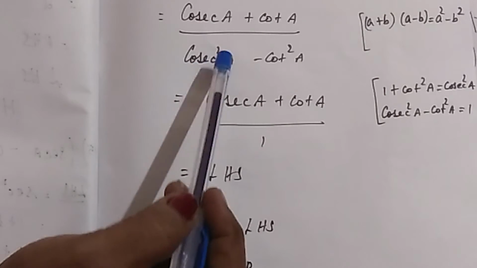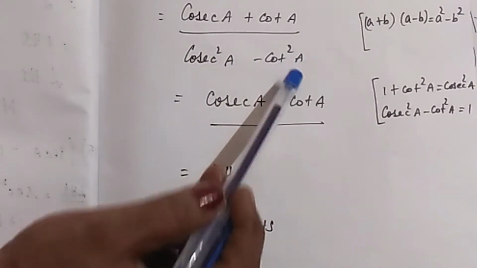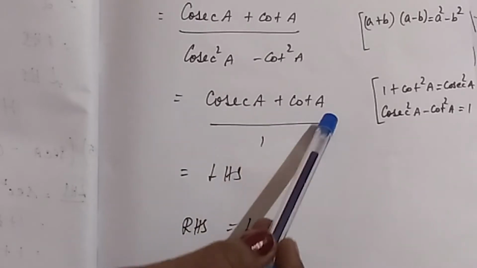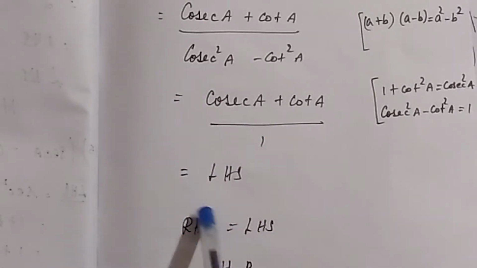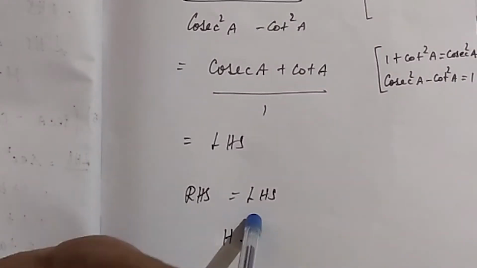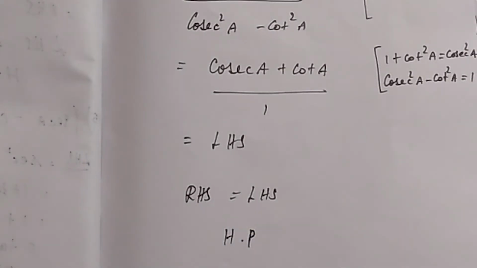And you know cosecant square A minus cot square A is equal to 1. So, you will get cosecant A plus cot A upon 1, that is the left hand side. So, right hand side is equal to left hand side, hence proved.